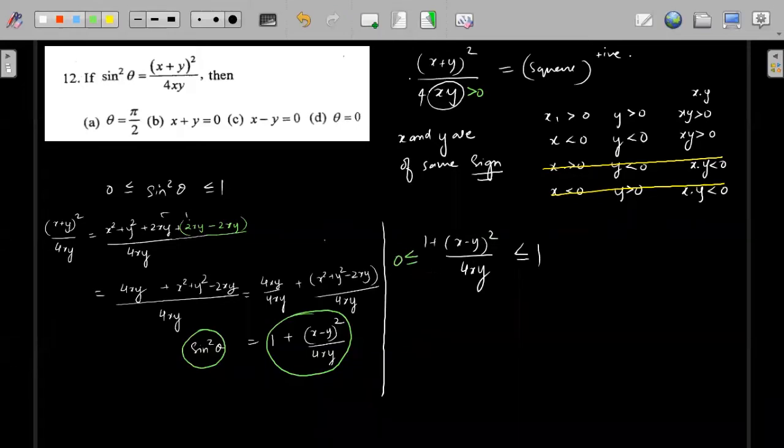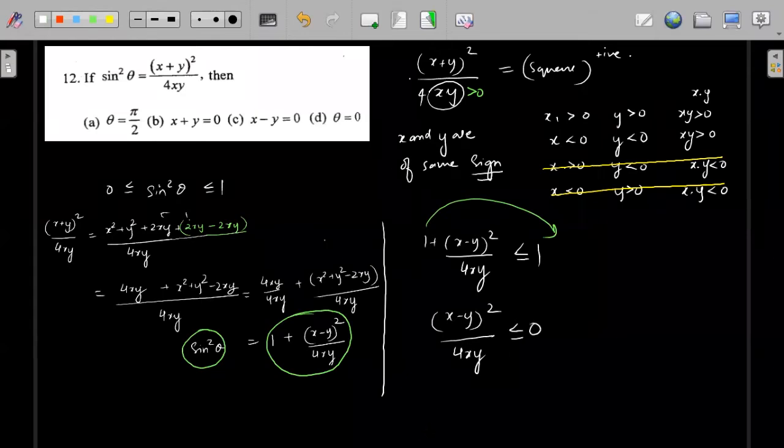So that means right side, this part is okay. But this is greater than or equal to 0, so I will not write that part. I will just check for what values this part is less than or equal to 1. So see, 1 plus (x minus y) whole square by 4xy is less than or equal to 1. If I subtract 1 from both sides, this will become (x minus y) whole square by 4xy is less than or equal to 0.